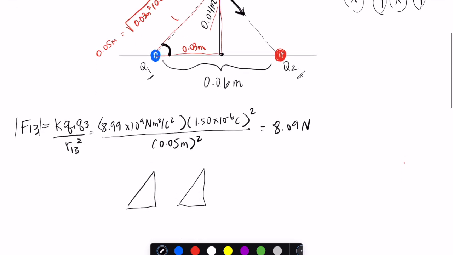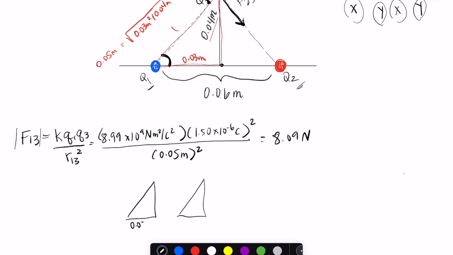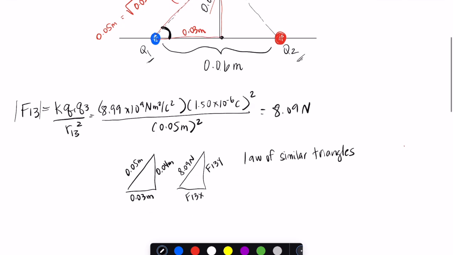They're similar triangles. And so the first triangle is made up of our distances. The second triangle is made up of our forces. So this was 8.09, right? That's the hypotenuse or the magnitude of F13. This is our unknown F13y, and this is our other unknown F13x. Well, now we can use the law of similar triangles to figure out our unknowns, okay? Instead of the other method, which is what the book does, is to resolve it into components using cosines and sines, okay? We can actually completely skip that step. You know why? Because the law of similar triangles states that the ratio of the sides are equal in similar triangles.